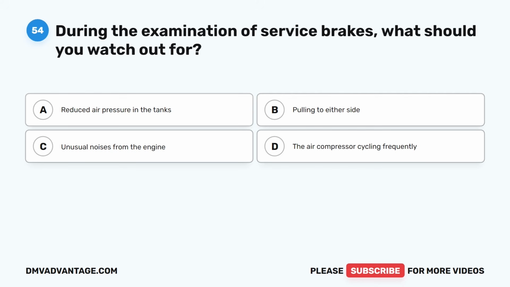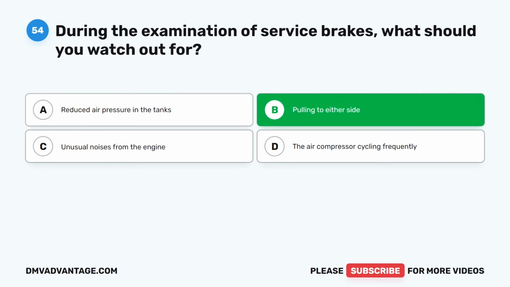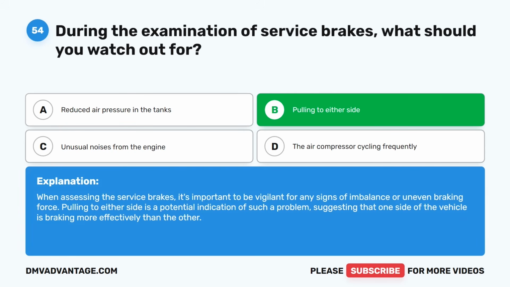Question 54. During the examination of service brakes, what should you watch out for? A. Reduced air pressure in the tanks. B. Pulling to either side. C. Unusual noises from the engine. D. The air compressor cycling frequently. The correct answer is B. Pulling to either side. When assessing the service brakes, it's important to be vigilant for any signs of imbalance or uneven braking force. Pulling to either side is a potential indication of such a problem, suggesting that one side of the vehicle is braking more effectively than the other.